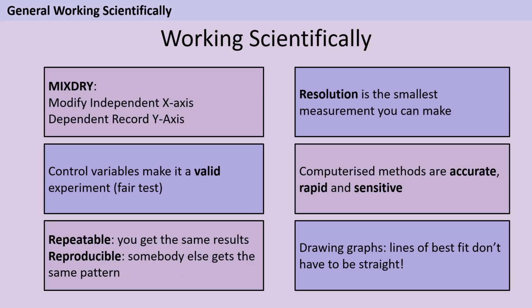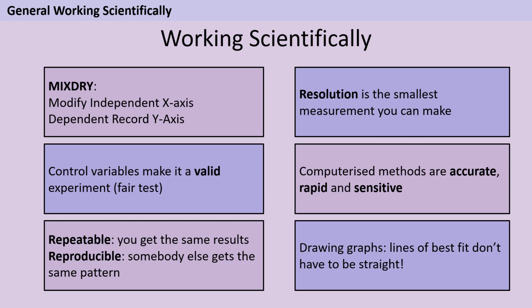There are a lot of working scientifically skills assessed in all of your science papers. So these are things like identifying the 3 different kinds of variable, knowing the difference between something being repeatable, which is where you do it again using the exact same method and you still see the same pattern, or reproducible, where another group of scientists does the experiment or possibly uses a different method and they still see the same pattern. You should know that when you're looking at your equipment, the resolution is the smallest difference in results that you can identify.